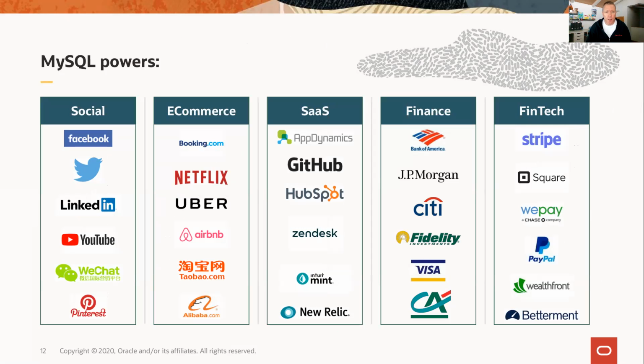But did you know all of these companies use MySQL? They may be customers of it, they may have large deployments, they may have small deployments. But a lot of these customers depend on MySQL and even MySQL forks. The fact is, MySQL is there making their business work, making the social media work: Twitter, Facebook, LinkedIn, YouTube; e-commerce like Booking, Netflix, especially nowadays when everyone is working remotely; software as a service solutions like AppDynamics, HubSpot, Zendesk; finance, Bank of America, Citi, Fidelity, Visa, Crédit Agricole, as well as fintechs, Stripe, Square, WePay. All of these people, PayPal, all of these may ring a bell. Well, they're using MySQL.